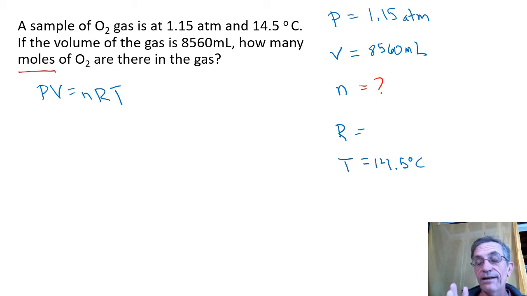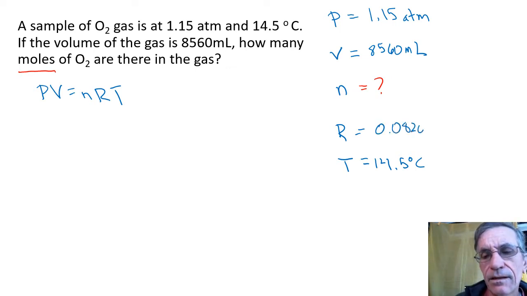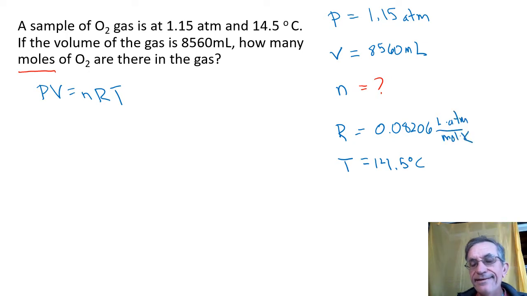Oh, R, what? R is always the same number. So if you're wondering about R, remember, R is always going to be 0.08206. Now, as far as this goes, I'm feeling pretty good. We got every number except for moles, so we should be able to plug in those numbers and solve for n. Now, before we do that, there's one more thing. Don't just put in those numbers. You got to make sure they're in the right unit.